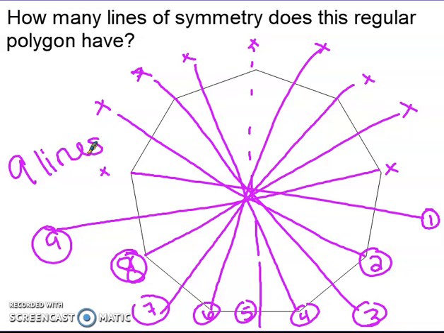But you cannot stop just when you find one line. Make sure you check all possible vertices, which are your points, and all possible sides. Make sure that you're drawing it, and if you need to, fold your paper. Draw the shape and fold it. See if you can find a line of symmetry.